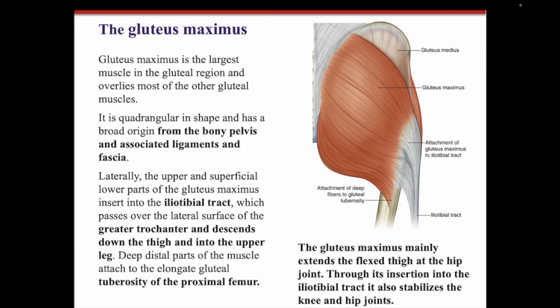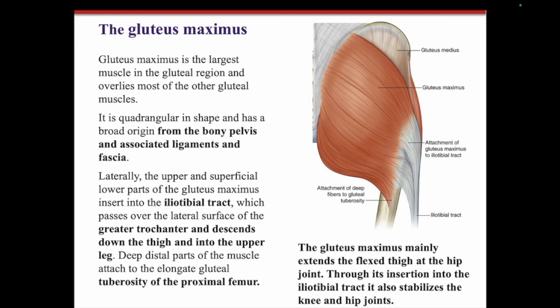The maximus is a big muscle on the outer part, the most recognizable of the gluteals, and it extends the flexed thigh at the hip joint. So if your thigh was flexed and you want to straighten it up, to extend it, you are using mostly the maximus.